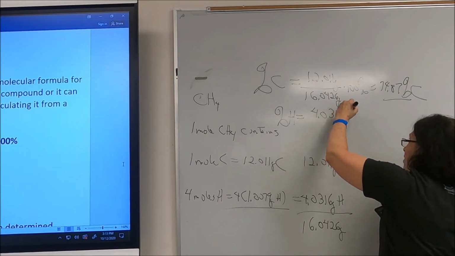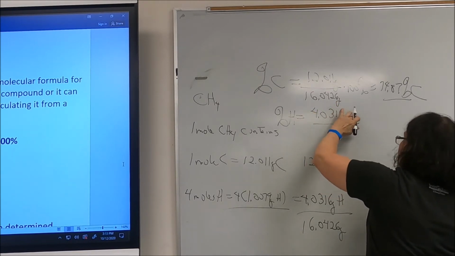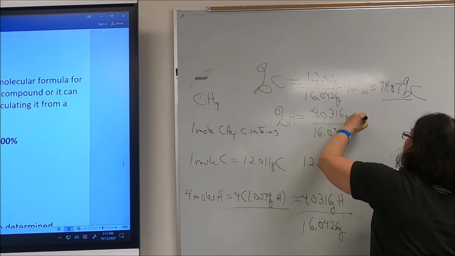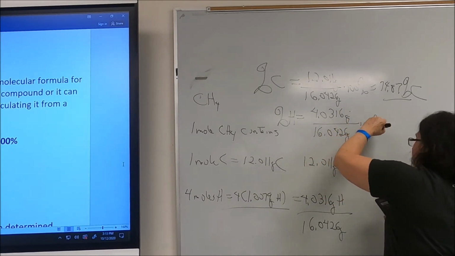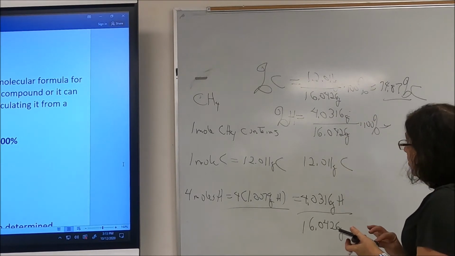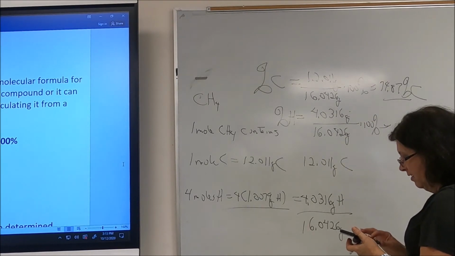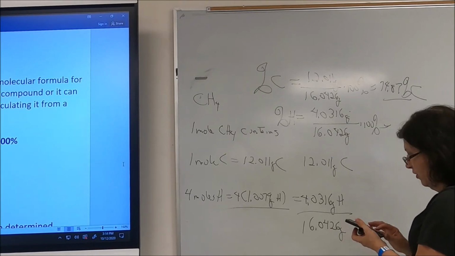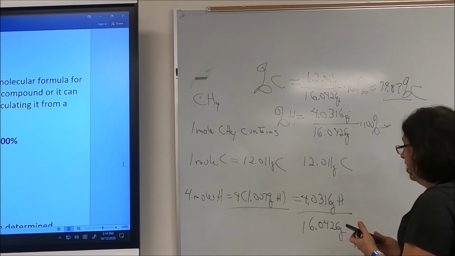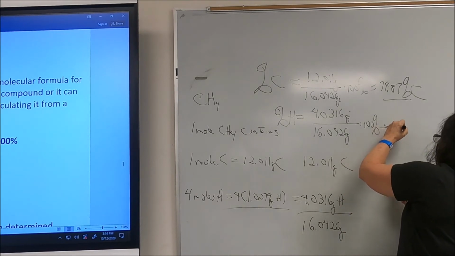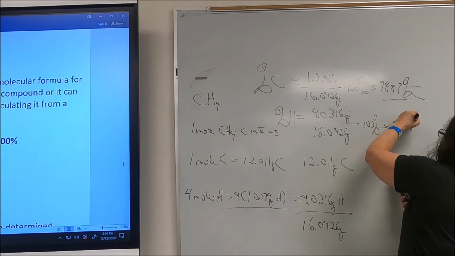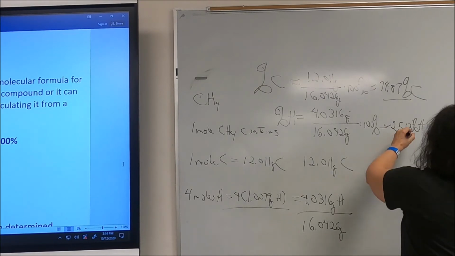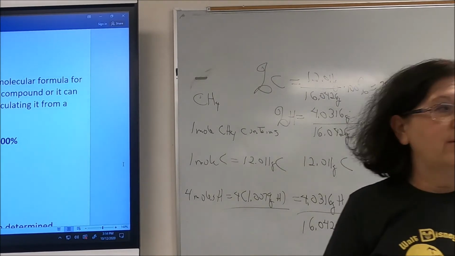Our percent hydrogen would be 4.0316 grams of hydrogen divided by 16.0426 grams times 100%. So 4.0316 divided by 16.0426 times 100, I get 25.13% hydrogen. If you added those two percentages together, you should get 100.